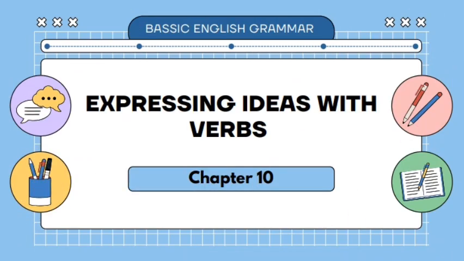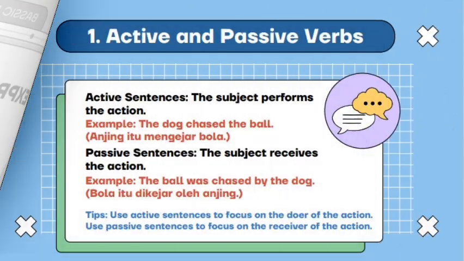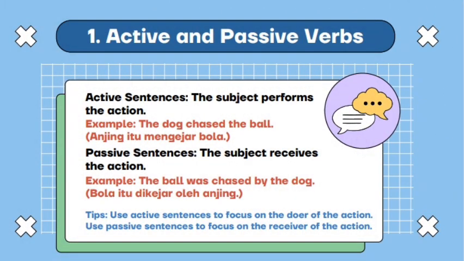And the last chapter, chapter 10, expressing ideas with verbs. Active and passive verbs. Active sentence: the subject performs the action. Example: the dog chased the ball. Passive sentence: the subject receives the action. Example: the ball was chased by the dog. And tips: use active sentences to focus on the doer of the action. Use passive sentences to focus on the receiver of the action.